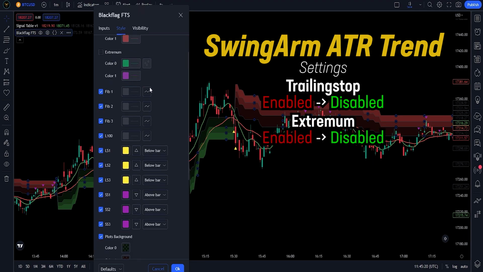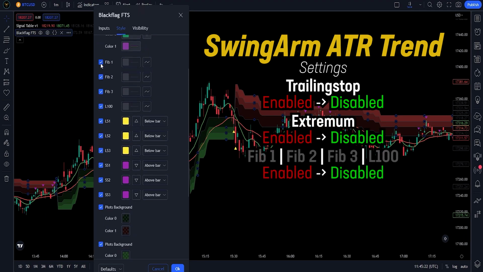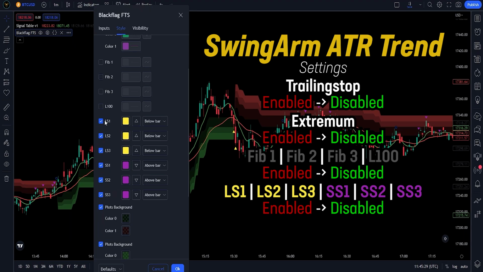Next, we want to disable these 4 Fibonacci settings, which are all gray colored. And lastly, we want to disable these next 6 settings as well. These 6 settings add those yellow and pink signals to our chart, but we don't need them for our strategy, so it's better to disable them to avoid confusion.